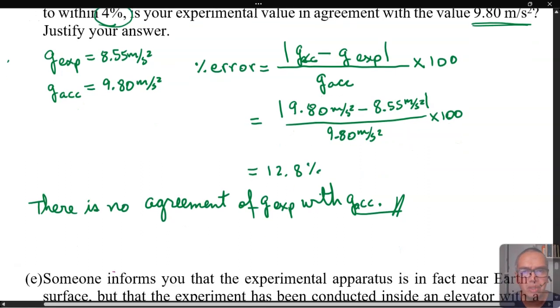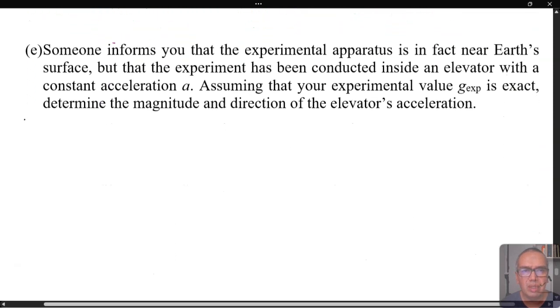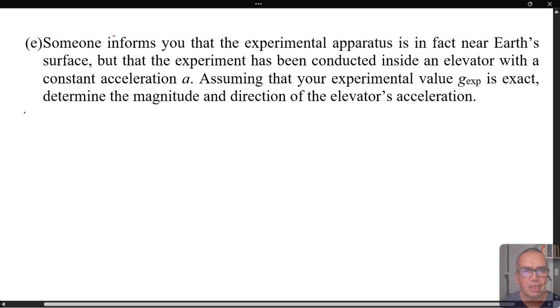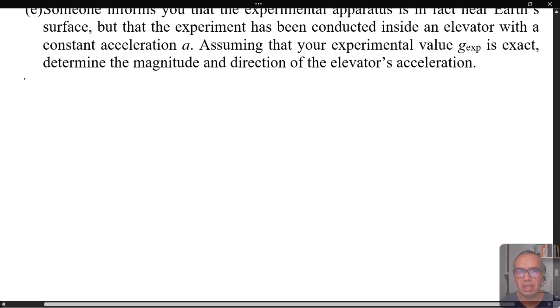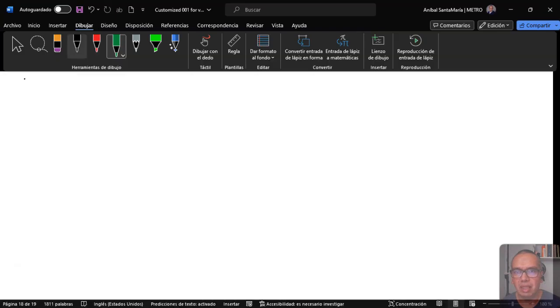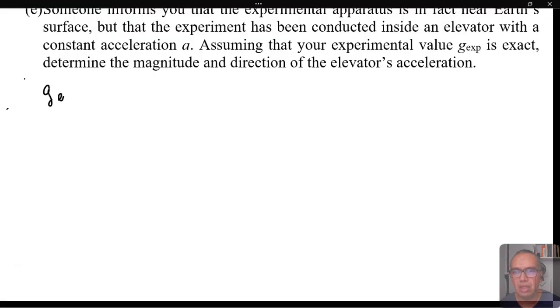Well, they give you some more information now. Someone gives you the information that this experimental apparatus is, in fact, on Earth or close to Earth's surface, but that the experiment has been conducted inside an elevator that is moving with a constant acceleration. Assuming that your experimental value is exact, which means basically you can say that the calculation that g exp is 8.55 is correct, then you want to determine the magnitude and the direction of the elevator's acceleration.